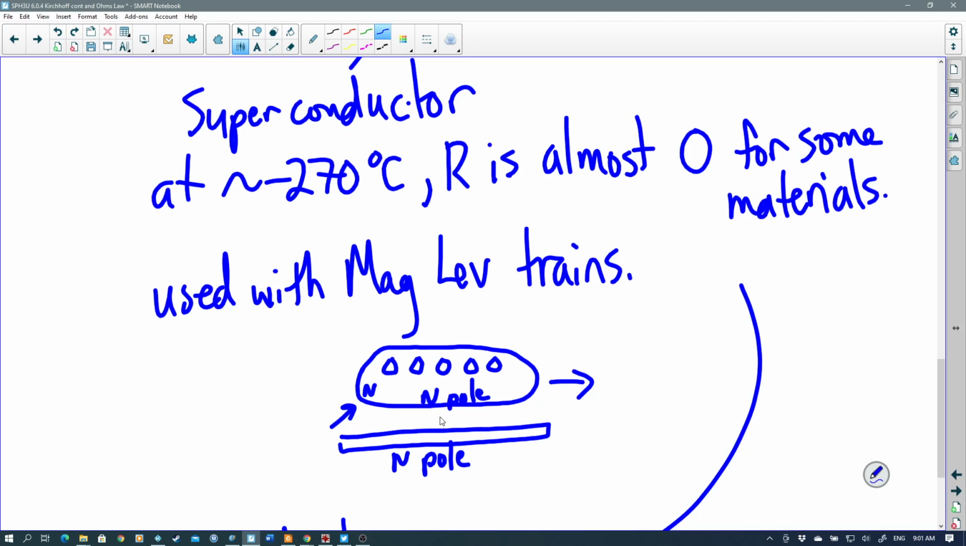therefore reducing the resistance. A normal train would have wheels contacting the rail, which increases the resistance enormously. So this really reduces the amount of energy that's required to propel the train.